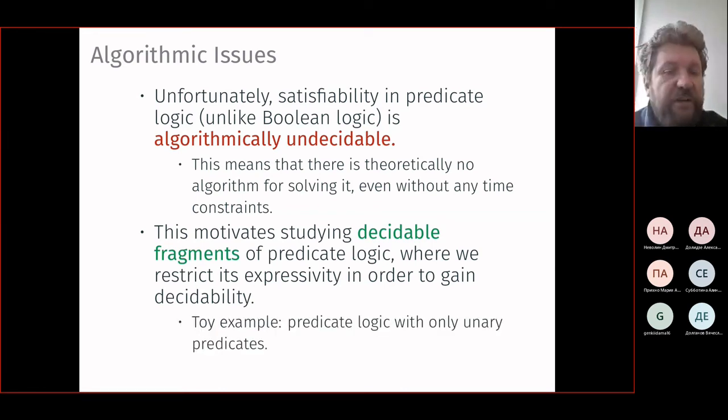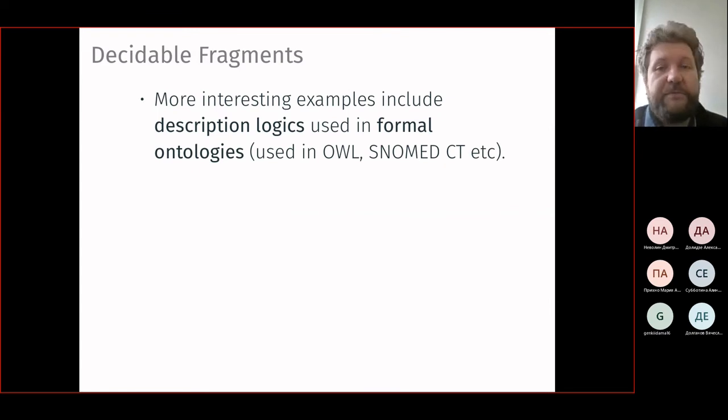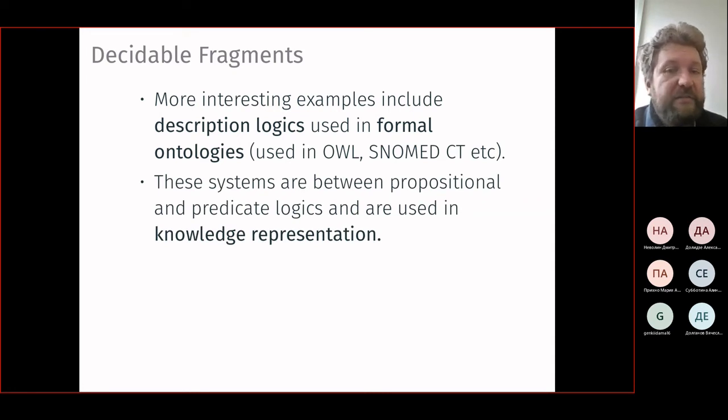And many examples, like the toy example, is say predicate logic where all predicates are unary. So each predicate has only one argument, and this is decidable. It's reducible to Boolean logic. More interesting examples include description logics used in formal ontologies like OWL, SNOMED CT, etc. And they are systems in between propositional and predicate logics, and they're used in knowledge representation. Unfortunately, in this course, we don't have time for discussing this in detail.